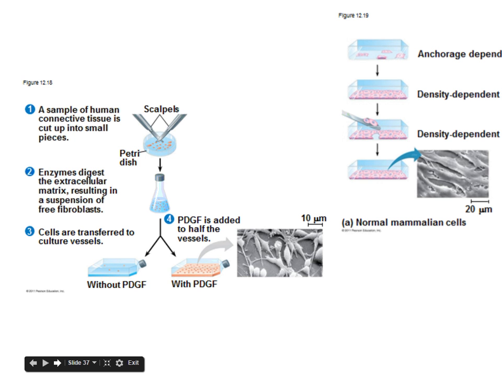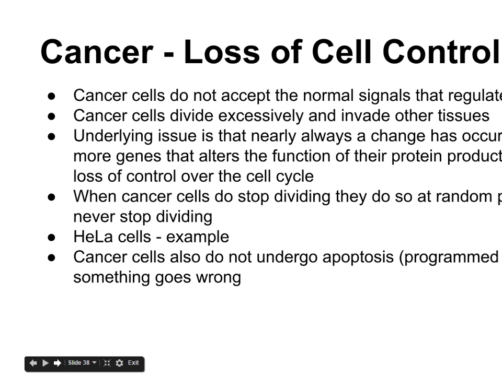Cancerous cells are a problem. You can see over on this right-hand side because they continue to divide even though there's not really enough space. They're going to continue to divide anyway. We're going to talk about cancer here. So here we are. Cancer is a loss of cell control. Cancer cells do not accept the normal signals that regulate the cell cycle. Cancer cells divide excessively and invade other tissues. Invading other tissues is kind of important there.